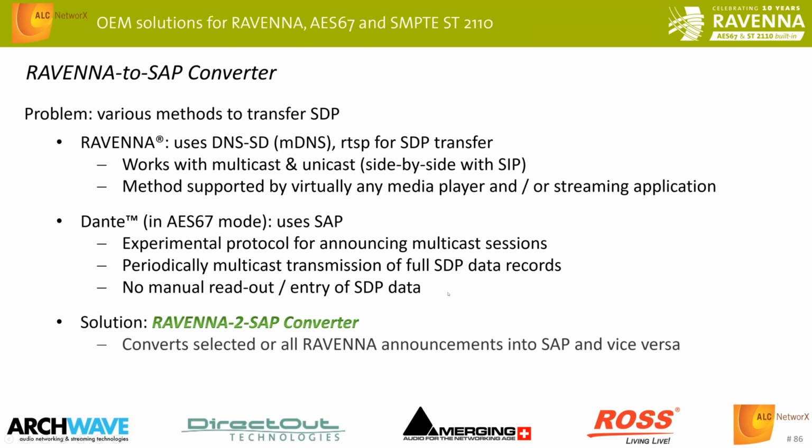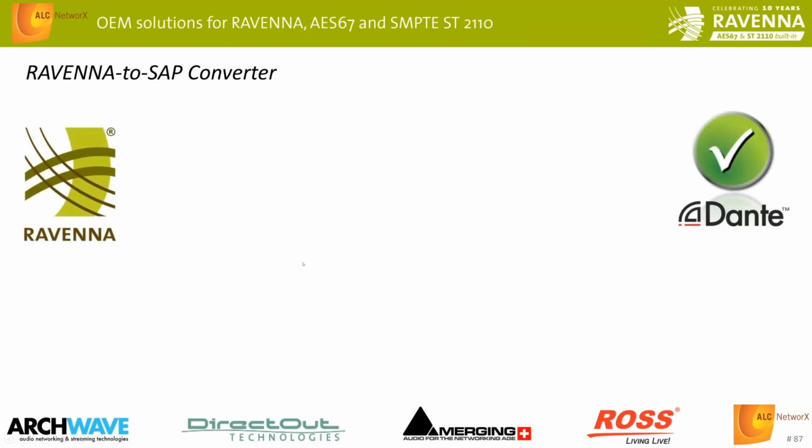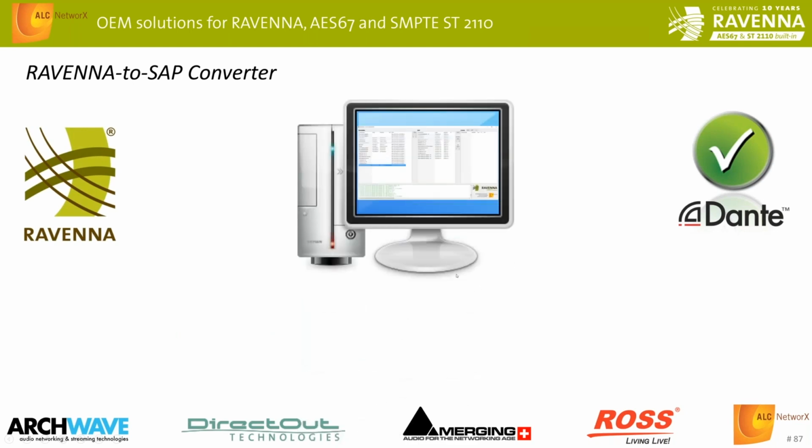The solution for this is that we have developed the Ravenna to Dante converter, RAV to SAP, which is translating the announcements and the SDP information from one protocol into the other. So this is a very quick view of how this works. We have Ravenna and Dante on each side. We add a PC in the middle.